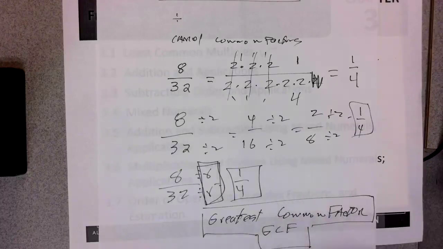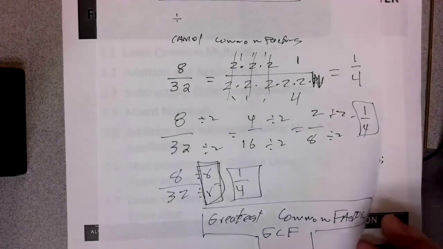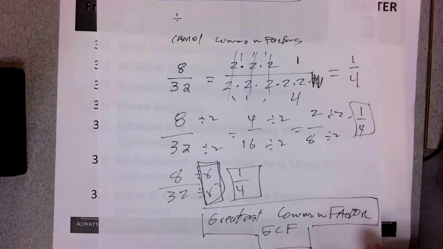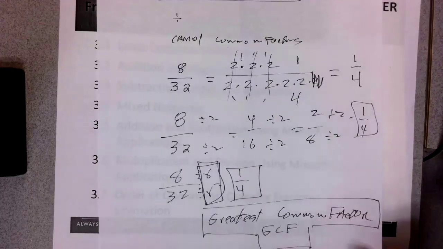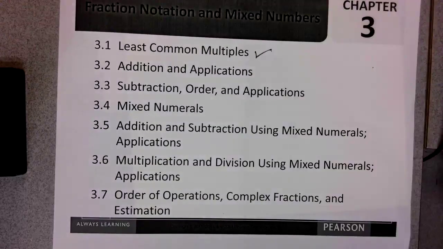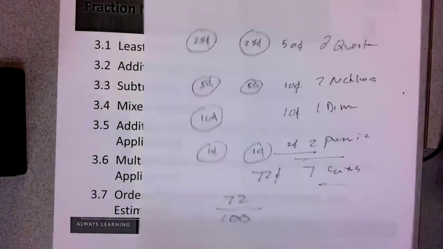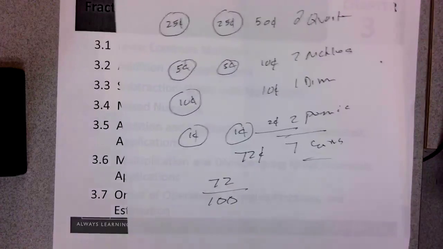The idea with the greatest common factor is it allows you to simplify a fraction faster once you start the simplification process. Now, the idea behind the lowest common multiple, an analogy to use is this analogy.